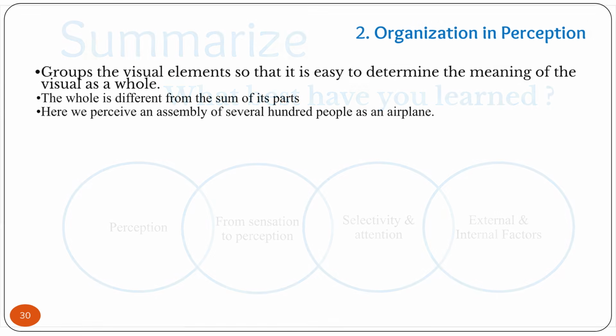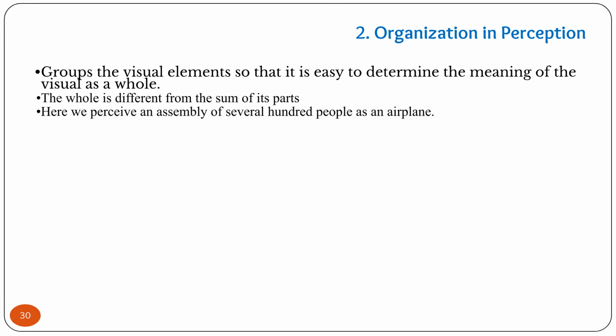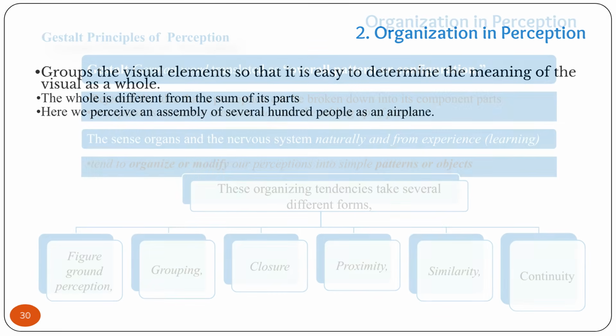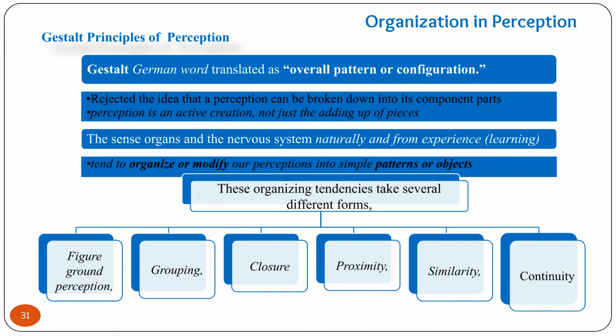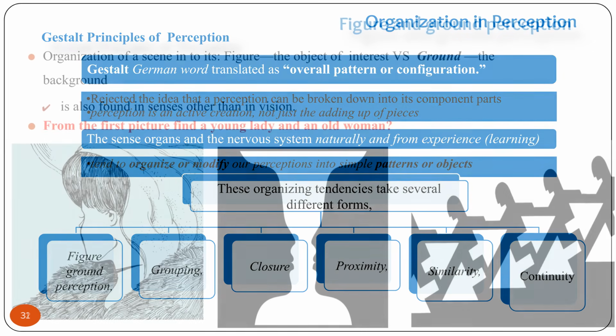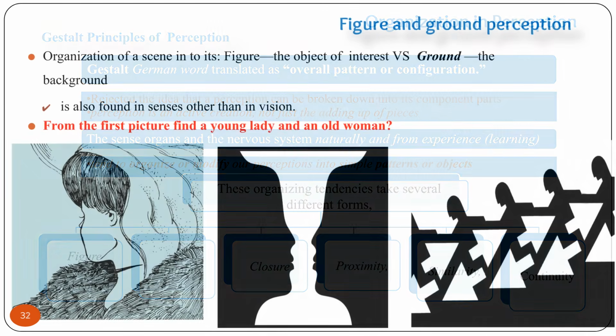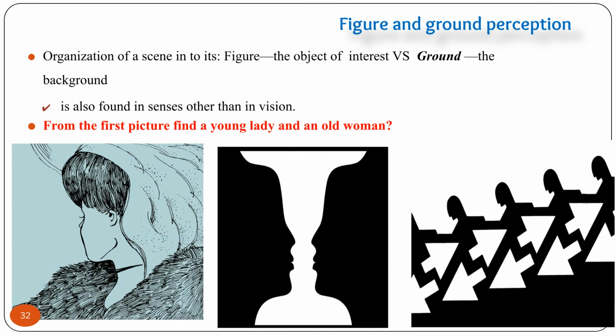Organization in perception groups visual elements for meaning. The concept is that the whole is different from the sum of its parts. Gestalt principles of perception emphasize that perception is an active creation, not just adding up pieces. Organizing tendencies include figure-ground perception, grouping, closure, proximity, similarity, and continuity. Figure and ground perception organizes a scene into the object of interest, the figure, against the background, the ground. This occurs in senses beyond vision as well.